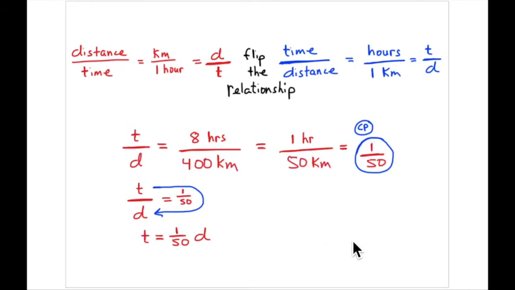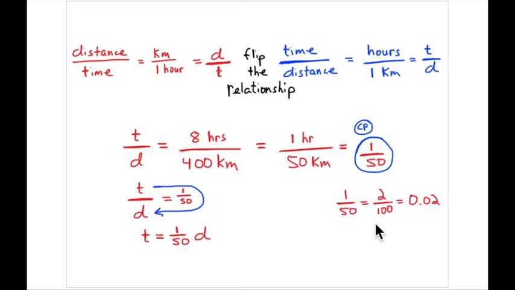If you flip that relationship, now you're able to answer the question, how long does it take? How much time does it take to travel 1 kilometer? Well, it's 8 hours to travel 400 kilometers. And if you divide 8 by 400, it's equal to 1/50th of an hour. So the time that it takes to travel 1 kilometer is 1/50th of an hour. So the distance traveled is 1 kilometer. It takes 1/50th of an hour. So notice that the time, again, is much smaller than the distance traveled.